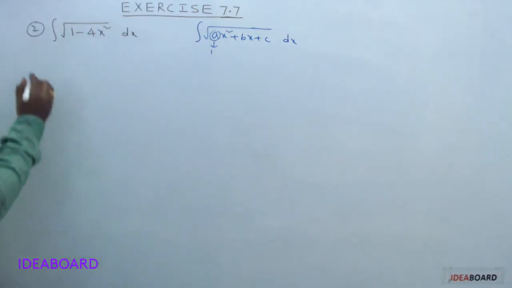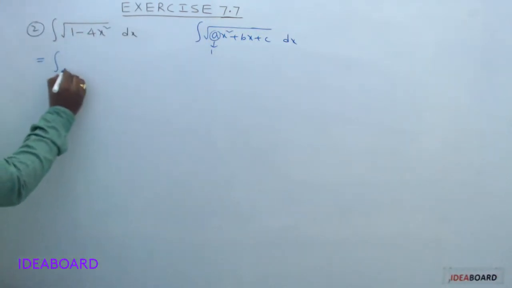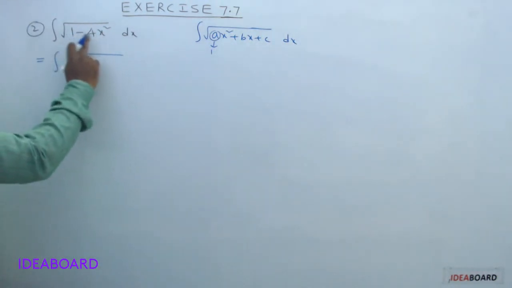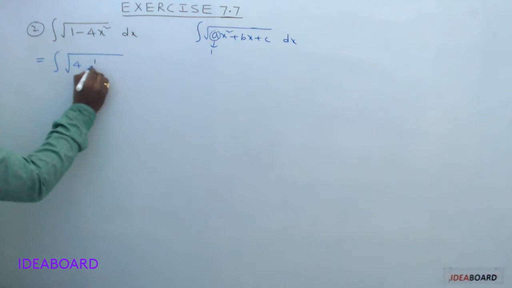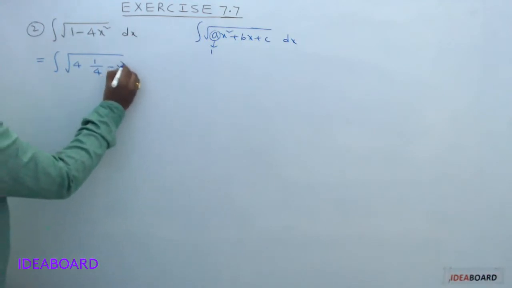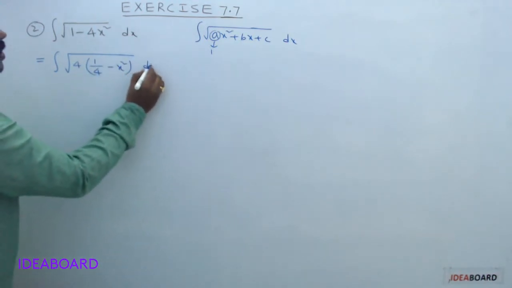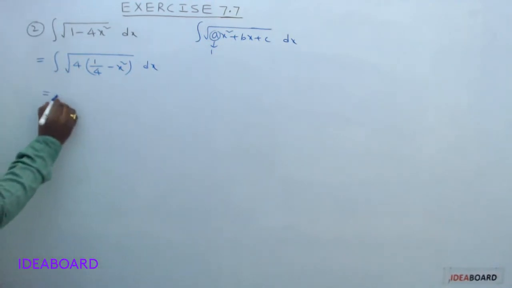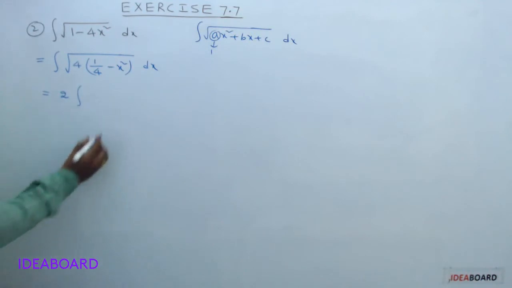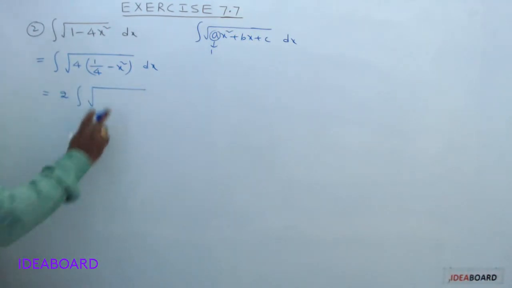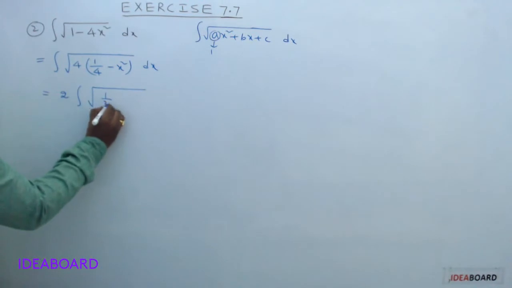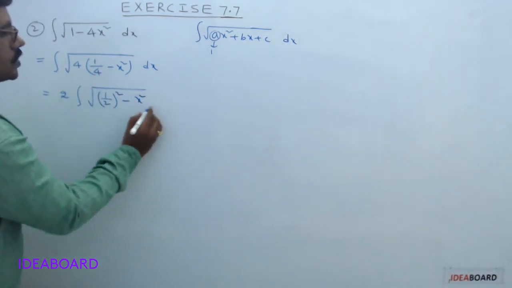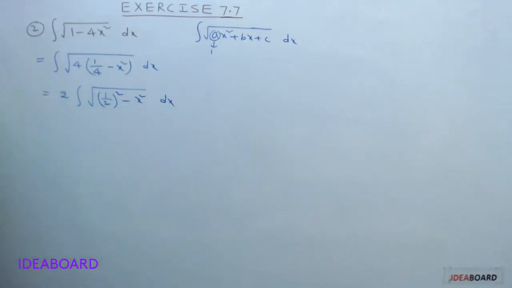Now here come to our problem. It is integral square root of, take the common factor 4 from these two terms. It is 4 into 1 by 4 minus x square dx. Now this equals square root of 4, that is 2, into integral square root of 1 by 4, which can be taken as 1 by 2 whole square, minus x square dx.